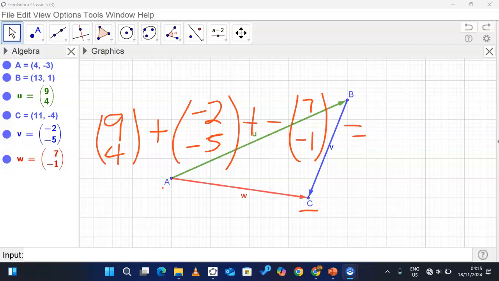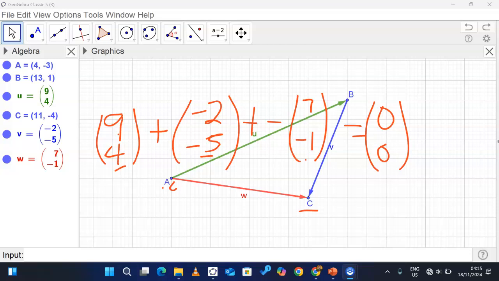Check what will happen. 9 plus negative 2 will give us 7. 7 plus negative 7 will give us 0 for the x component. 4 plus negative 5 will give us negative 1. Negative 1 plus negative 1 will give us 0. Then again, we see that everything comes back to A as 0.